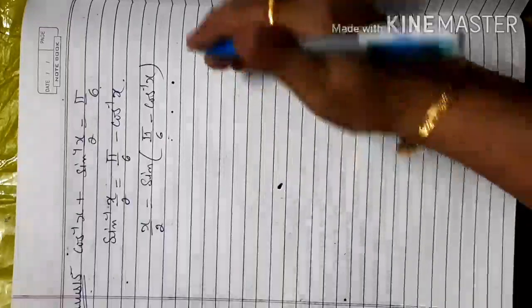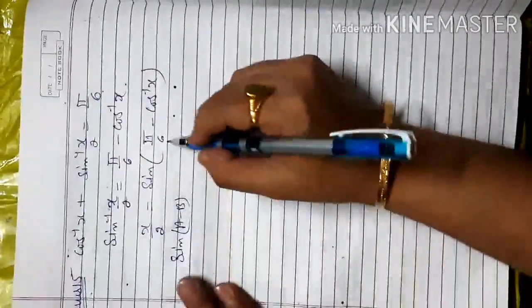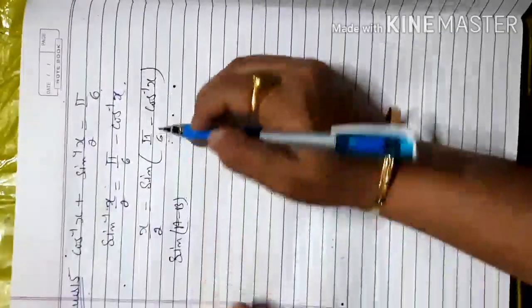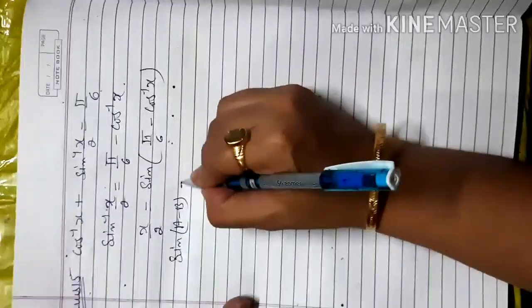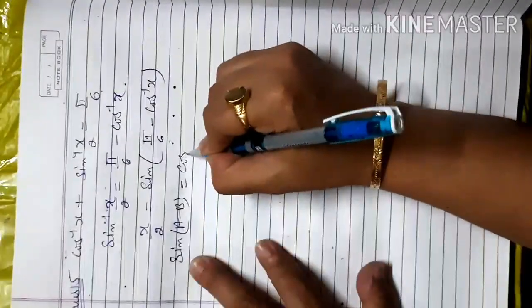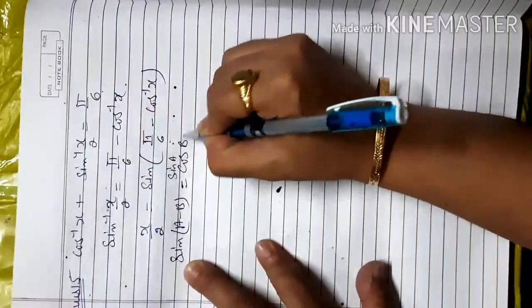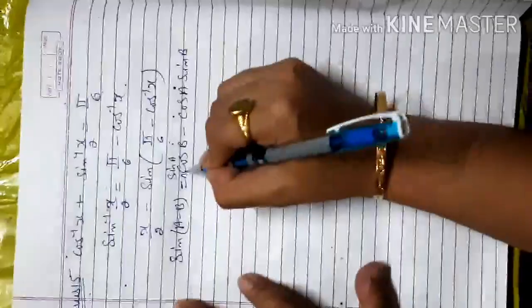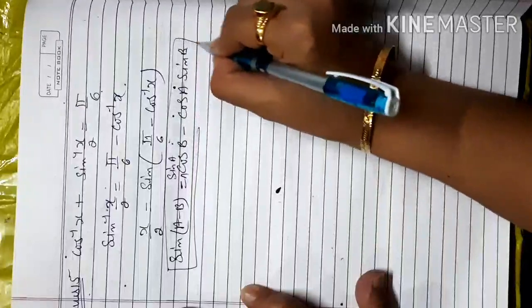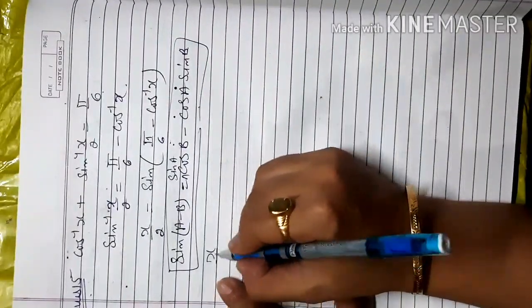Now look at this, two different values are there. That means I have to apply the sine (A minus B) formula here, because there is no proper form. If it were pi and pi by 2, I could round it off, but these are different terms. So I go with the sine (A minus B) formula, that is sine A cos B minus cos A sine B. I'm going to apply this formula in place of sine (pi by 6 minus cos inverse x).